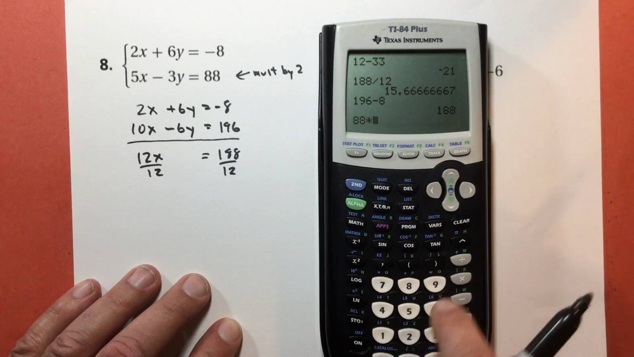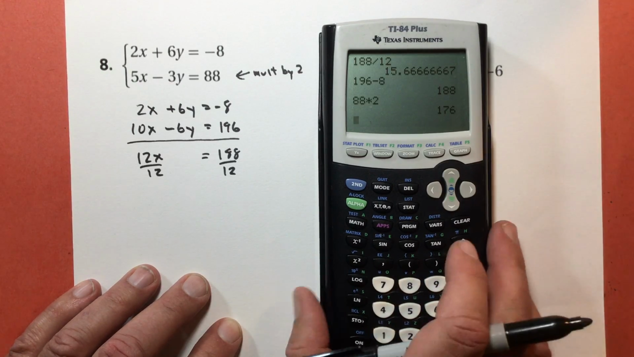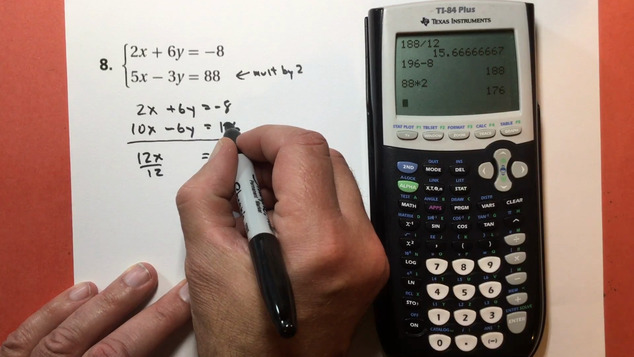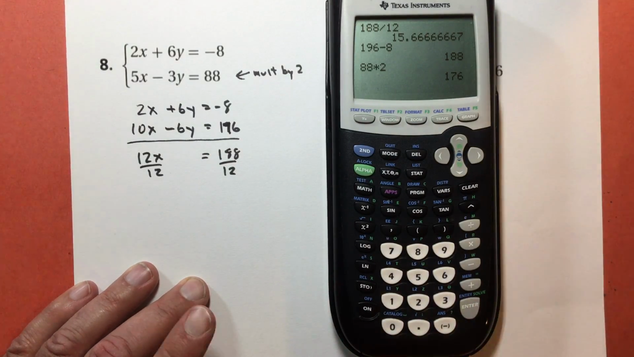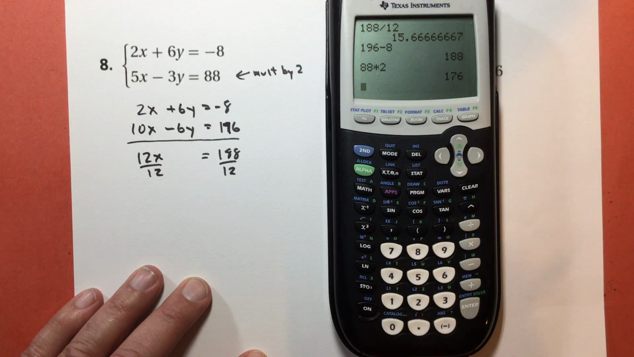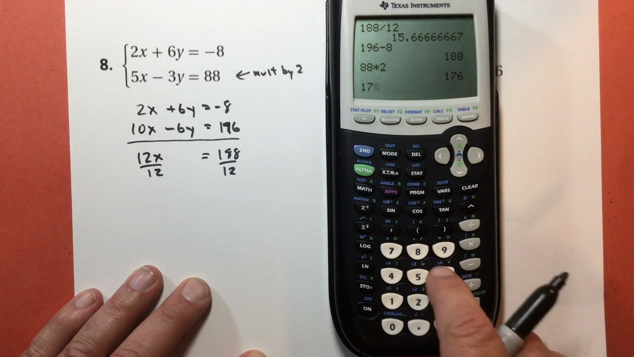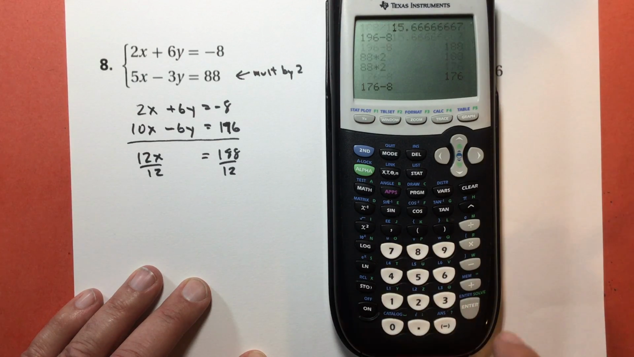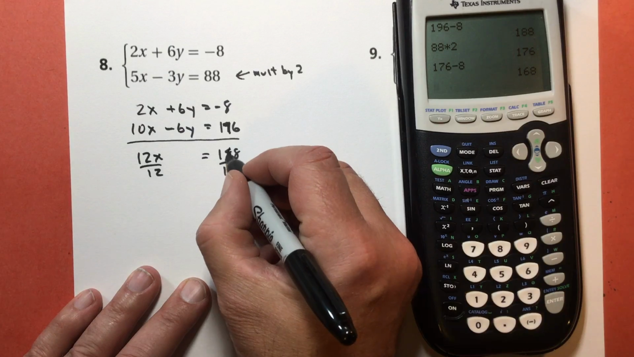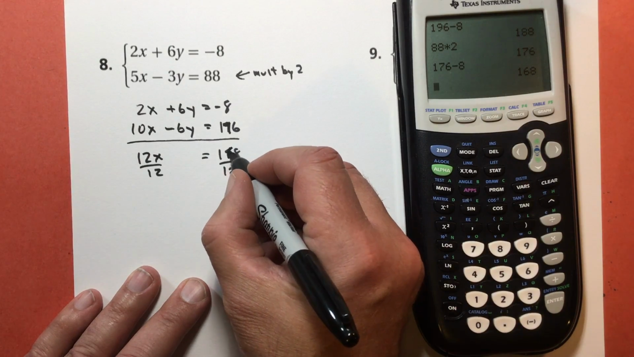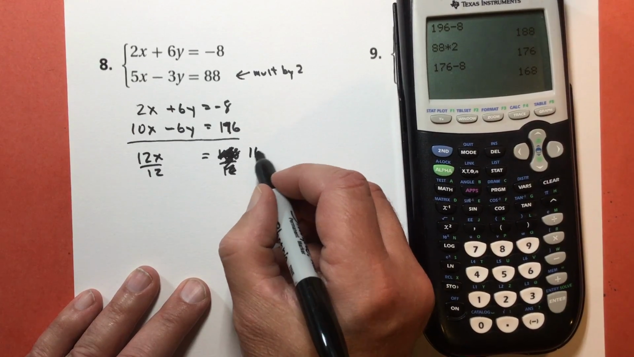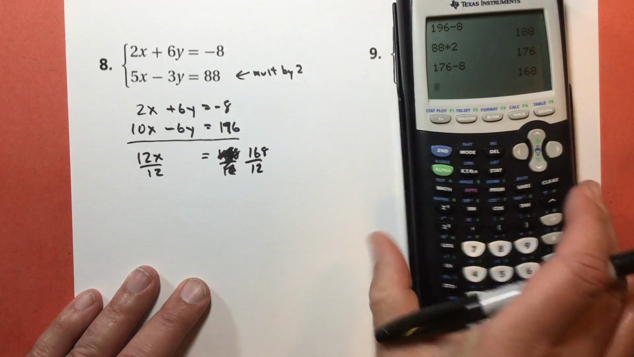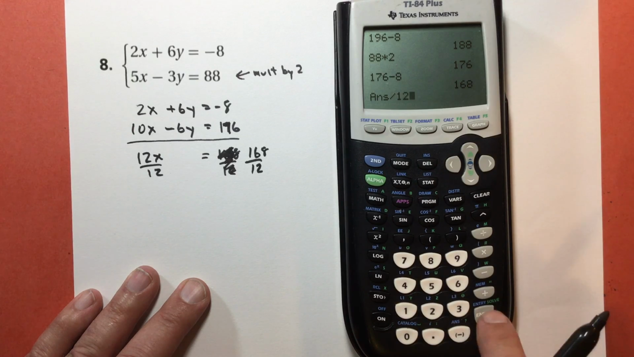How about 88 times 2? Did I do that right? That's what I did wrong. It's 176. Okay. See, I know it's late. I gotta check my work. This is why you always check your work, kids. So it's 176 plus negative 8, which now gives me 168. That's a 6. All right. That's why you don't use Sharpies either. 168 divided by 12.